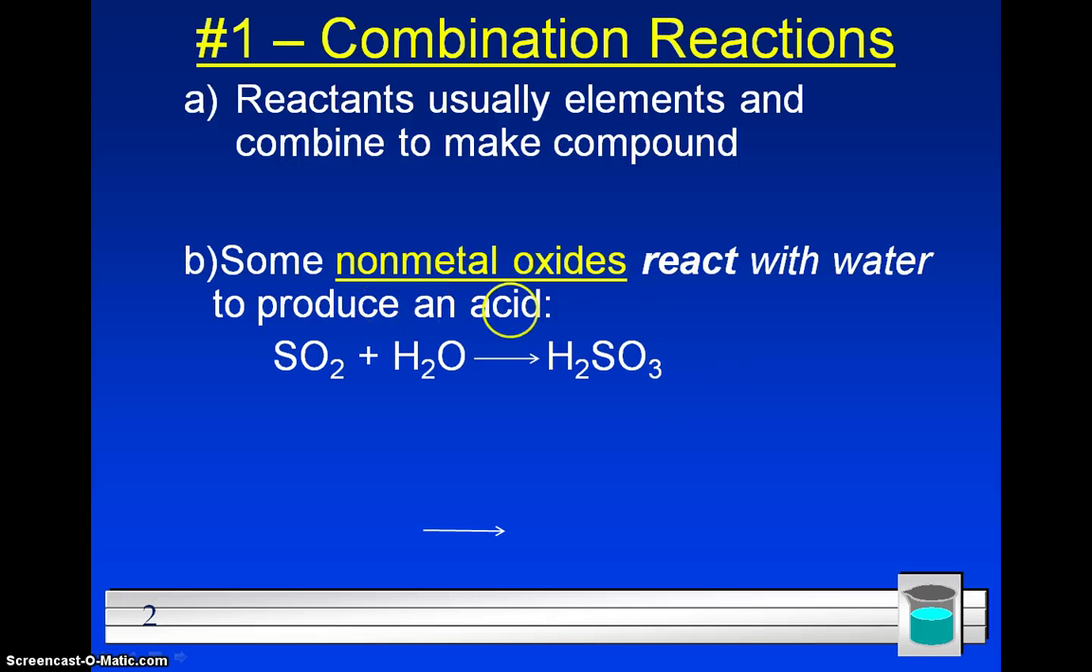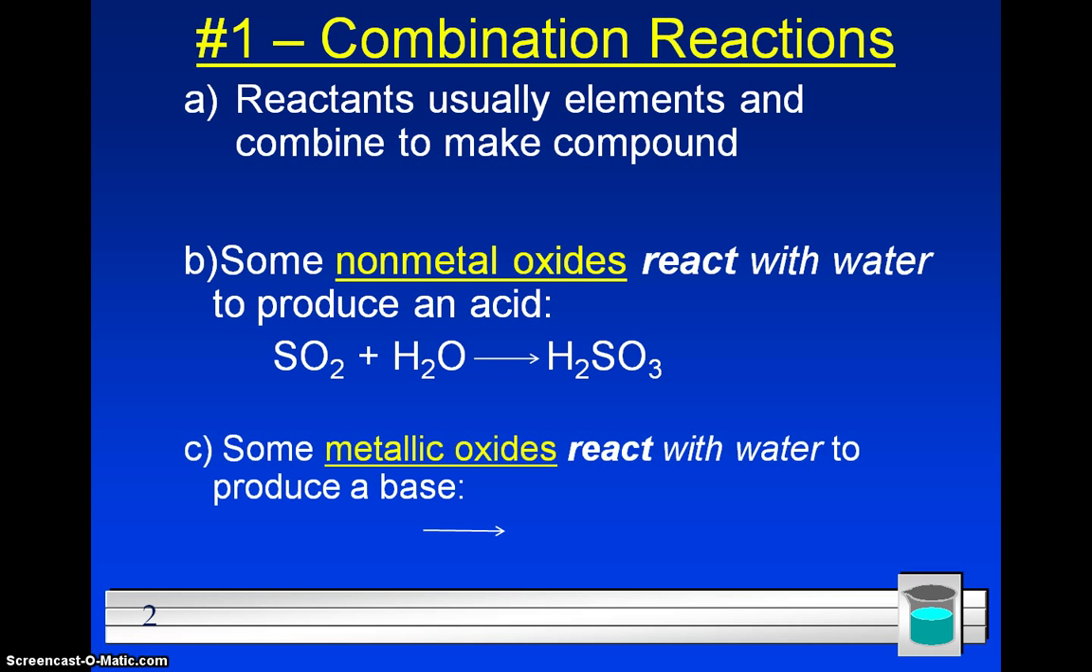Now, it gives us this description in your reference table, but you might not necessarily need to predict this product, but I just want you to recognize that there are some cases of combination reactions that aren't just simple element to compound. Here's another example. So if you have metallic oxides, these react with water to form a base.